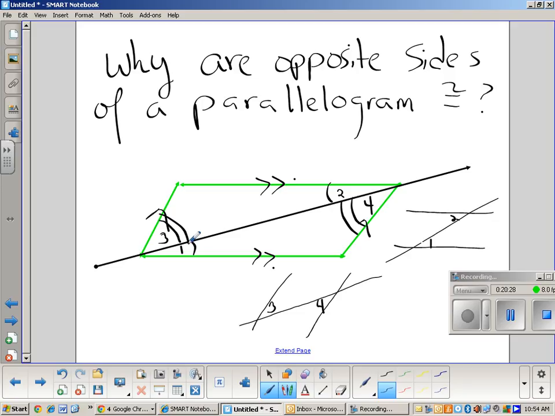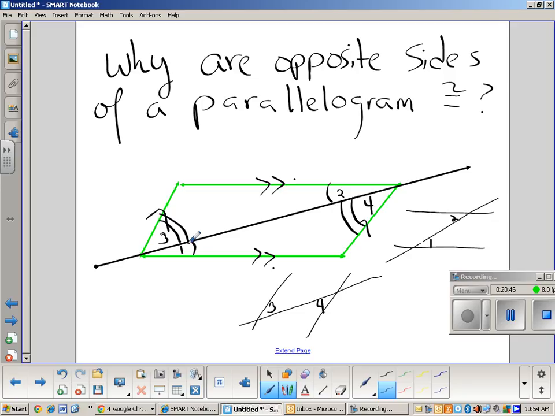We had side, side, side. We had some different ones, didn't we? What are some other ones that we had? Side, angle, side. Okay, angle, angle, side. Now, if I look at this, side. Yep, I said that one.